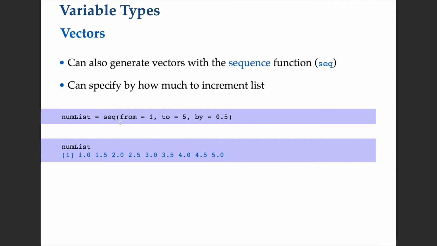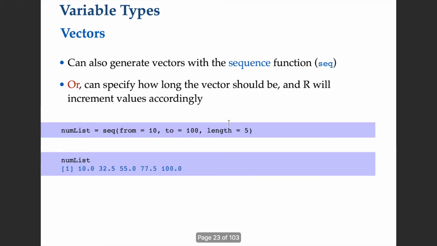So here we're saying make a sequence from 1 to 5 by 0.5. This means it's going to go from 1 to 5, incrementing by 0.5. So then if we type numList and hit enter, it's going to be 1, 1.5, 2, 2.5, 3, 3.5, and so on. So we've made a vector using our sequence function, specifying the lowest number, the highest number, and by what steps we want to increment that list. So that's one way to use the sequence function.